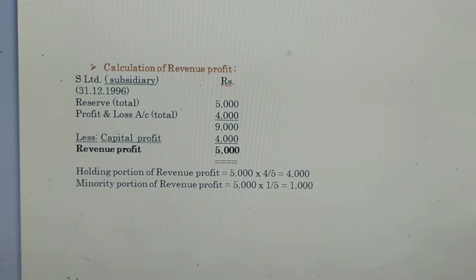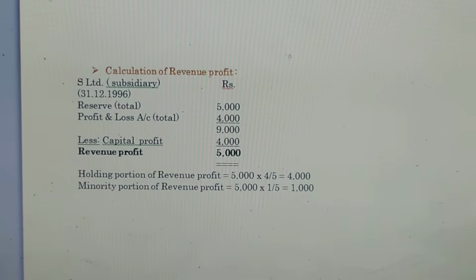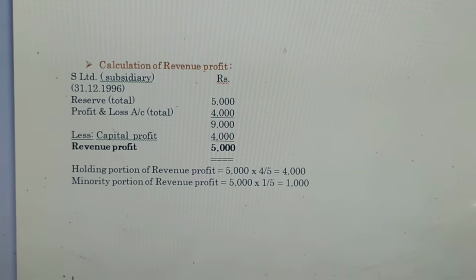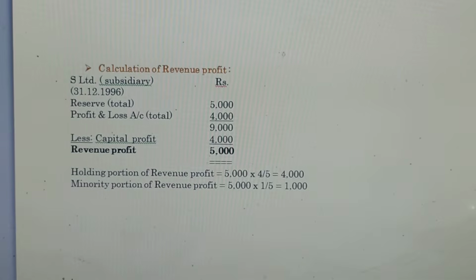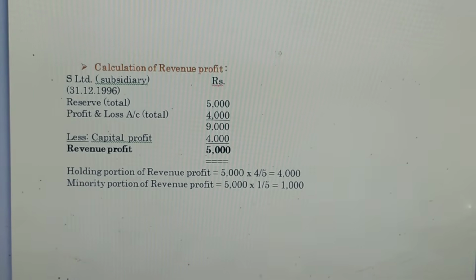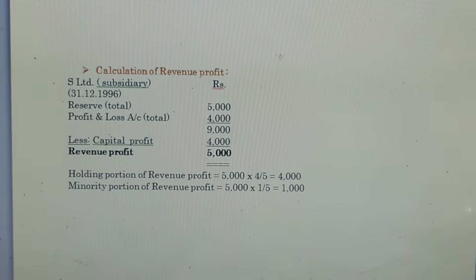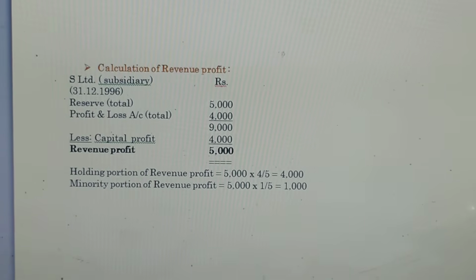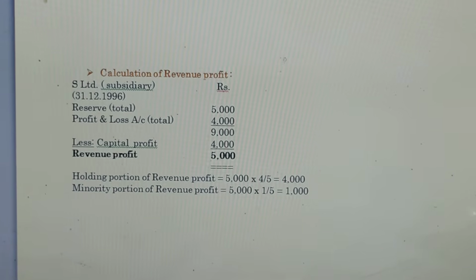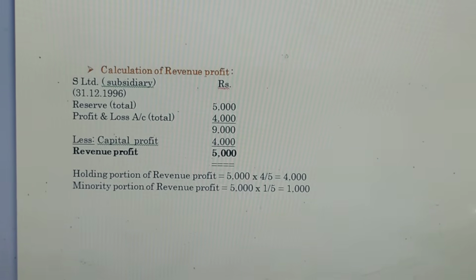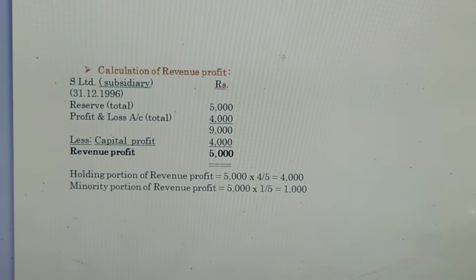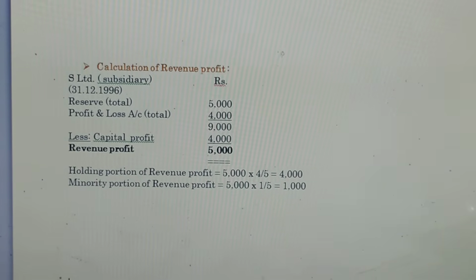Then we have to deduct the capital profit, which we have already found, the amount of ₹4,000, from the above amount of 9,000. So 9,000 minus 4,000, we get the left value of 5,000. That is called revenue profit. Then the holding portion of revenue profit equals 5,000 multiplied by 4/5, we get 4,000. Then the minority portion of revenue profit equals 5,000 multiplied by 1/5, we get 1,000. That's all.